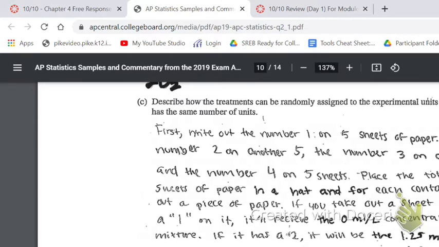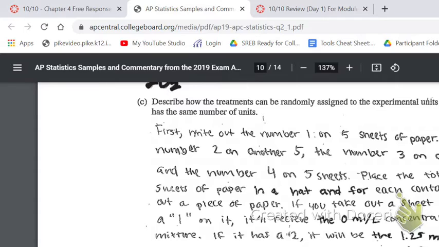What do we think? It did say no repeats. What's really important in this stage when we're doing this assignment? Don't put the sheets back into the hat, which they did mention. What else is really important? Making sure that it's a random assignment.